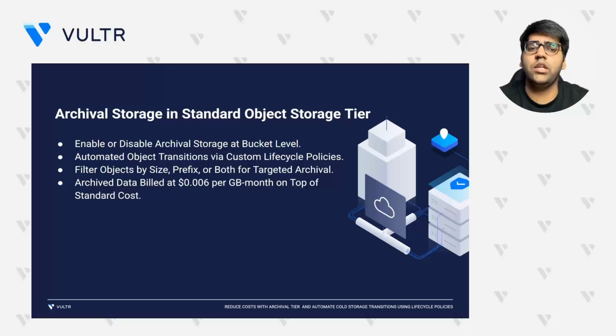This means that only selected data will move into the Vultr Archive storage class, while the rest of the data remains in the standard storage. As a result, a single bucket can simultaneously hold both active and archived objects, helping you balance accessibility and cost.